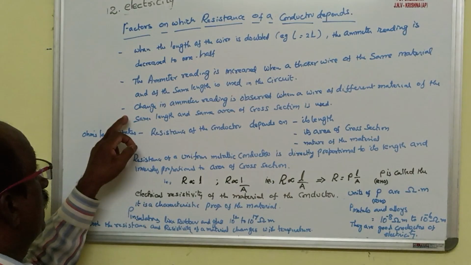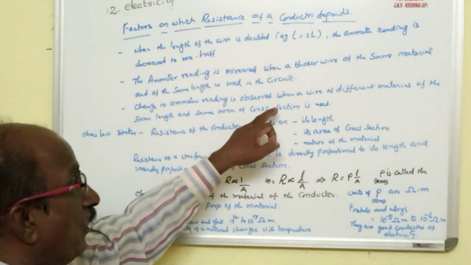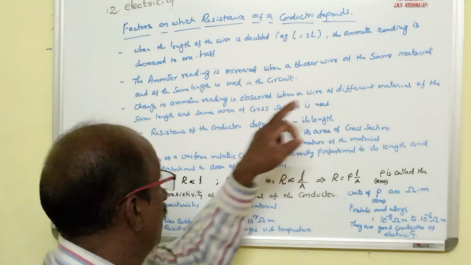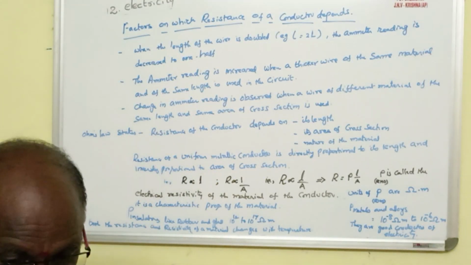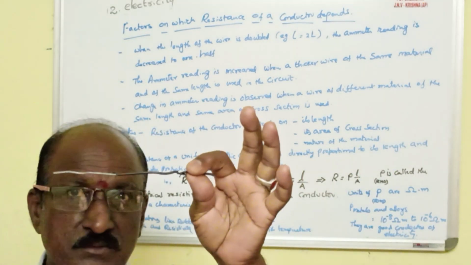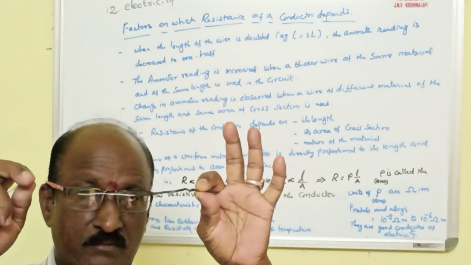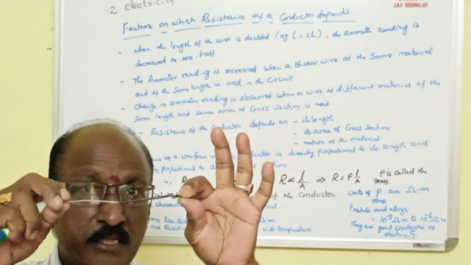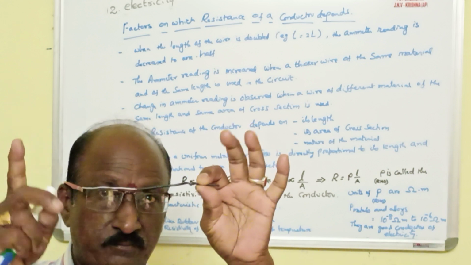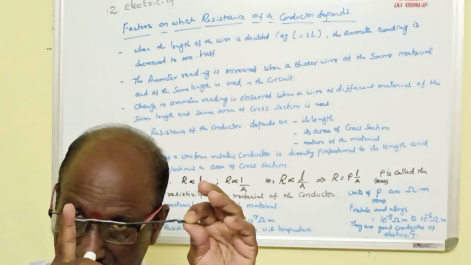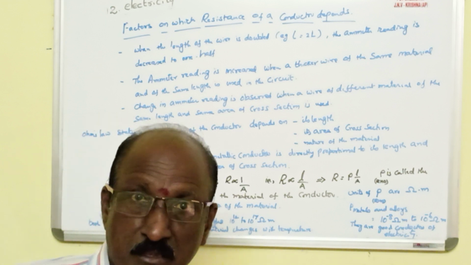The third point I want to present to you is that a change in ammeter reading is observed when a wire of different material of the same length and the same area of cross section is used. For example, we are considering this aluminum conducting wire, a thick single lead wire. If I replace this aluminum conducting wire with a copper conducting wire of the same length, then a change in the deflection of the ammeter is observed.